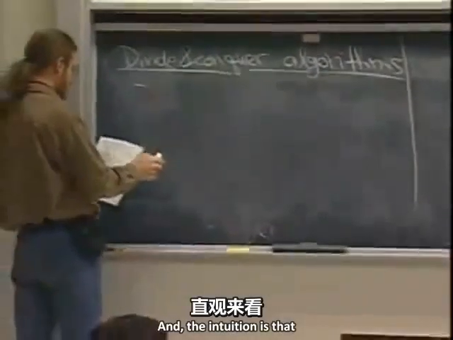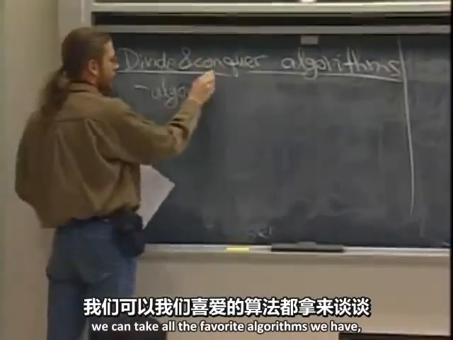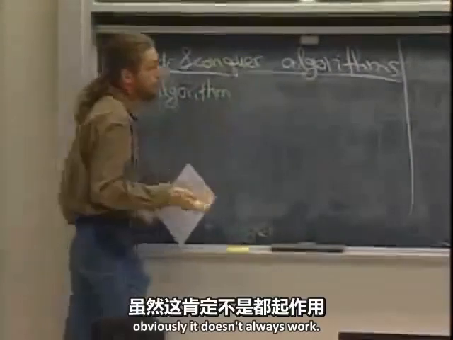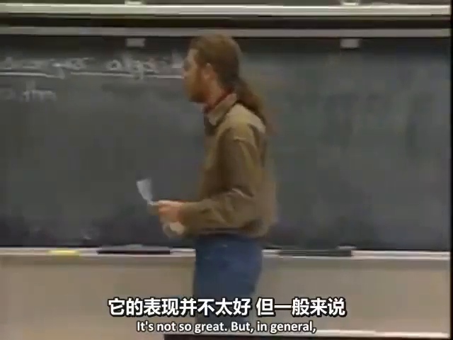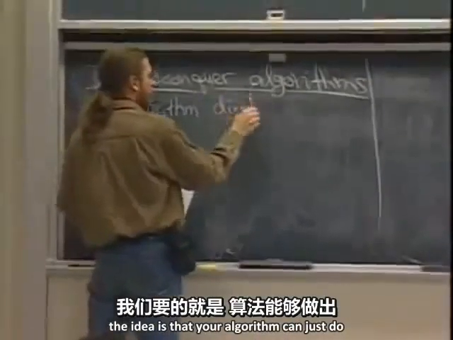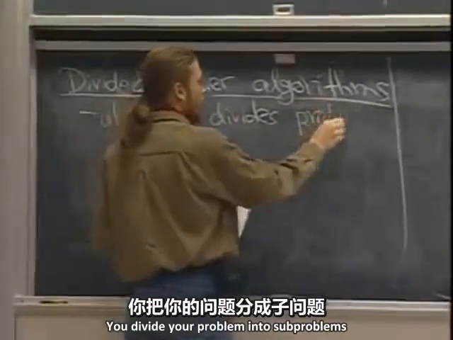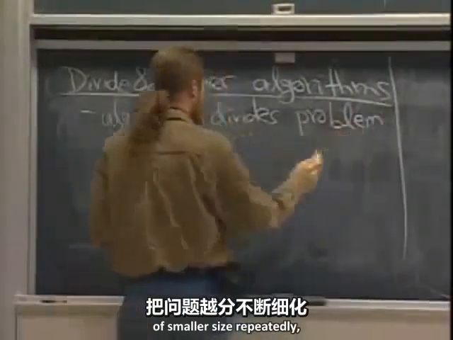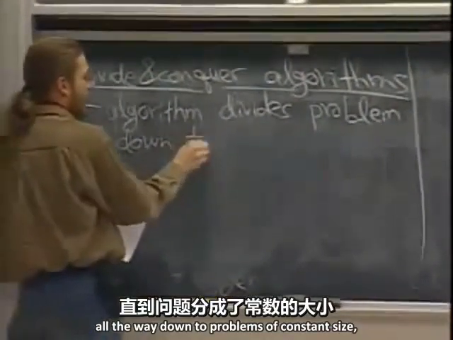The intuition is that we can take all the favorite algorithms we have. Obviously, it doesn't always work. Binary search was a divide and conquer algorithm, and it's not so great. But in general, the idea is that your algorithm can just do the normal divide and conquer thing. You divide your problem into subproblems of smaller size repeatedly, all the way down to problems of constant size.